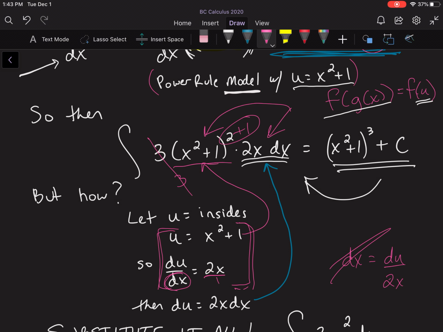We don't need to do that here, because what we end up seeing is a perfect match. A perfect match of 2x dx is right there. And so you're going to substitute everything.